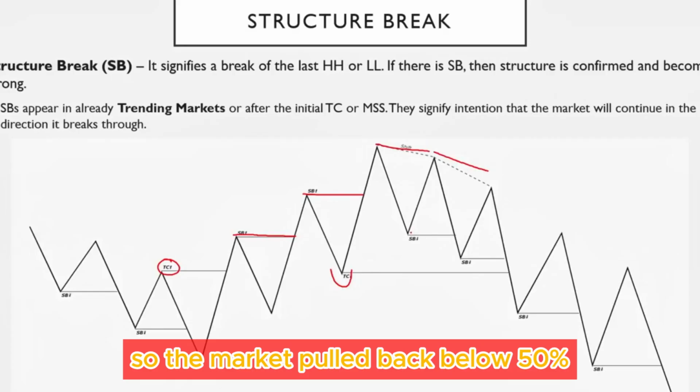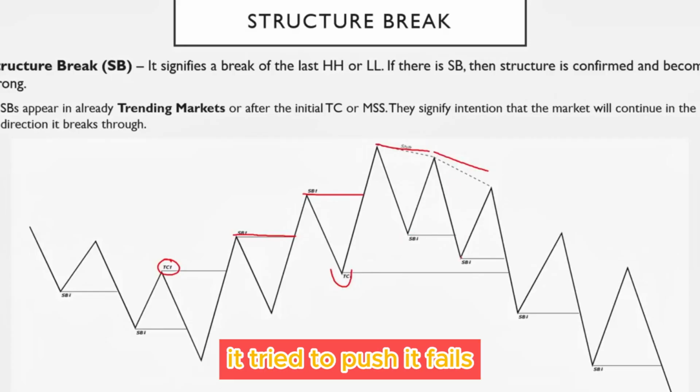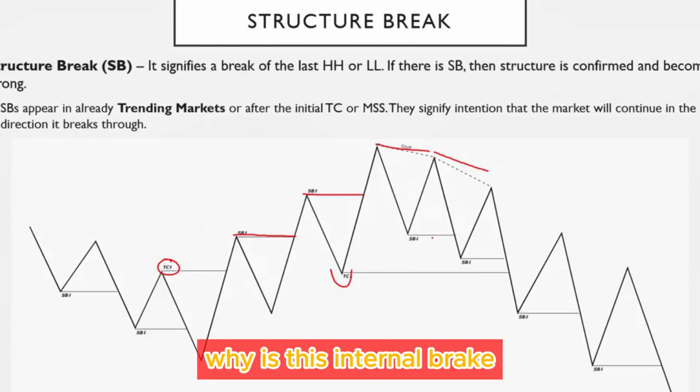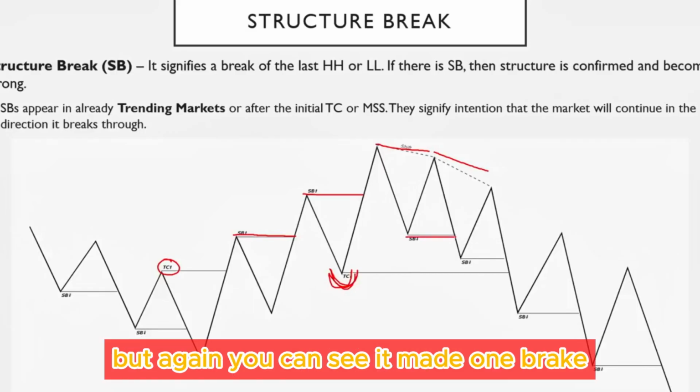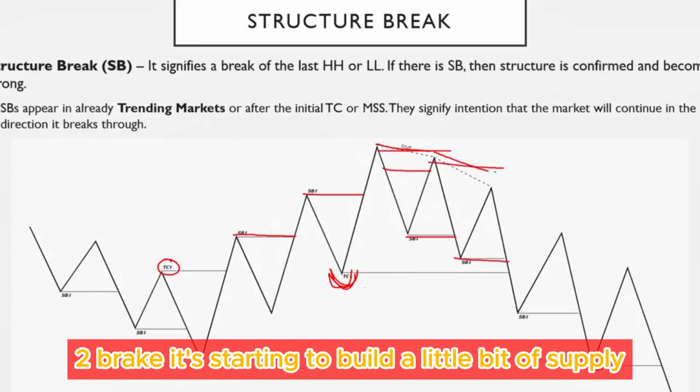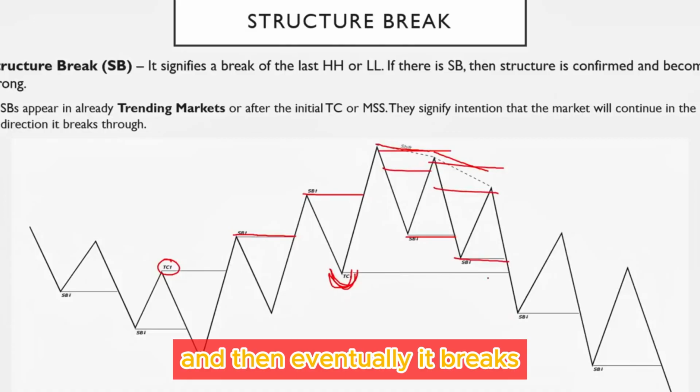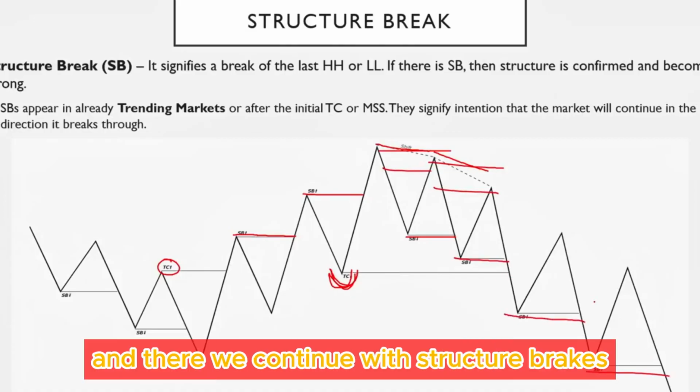So the market pulled back below 52%. It tried to push, it fails. Then this one breaks. Cool. This is internal break. Why is this internal break? Because it's still staying above the major higher low right there. But again, you can see it made one break, two break. It's starting to build a little bit of supply, and then eventually it breaks. Trend change, right? And then we continue with structure breaks.